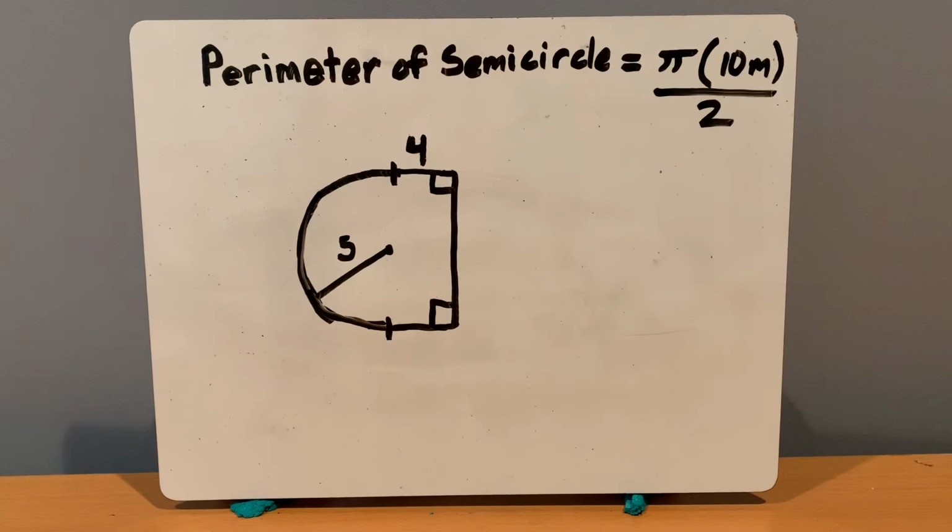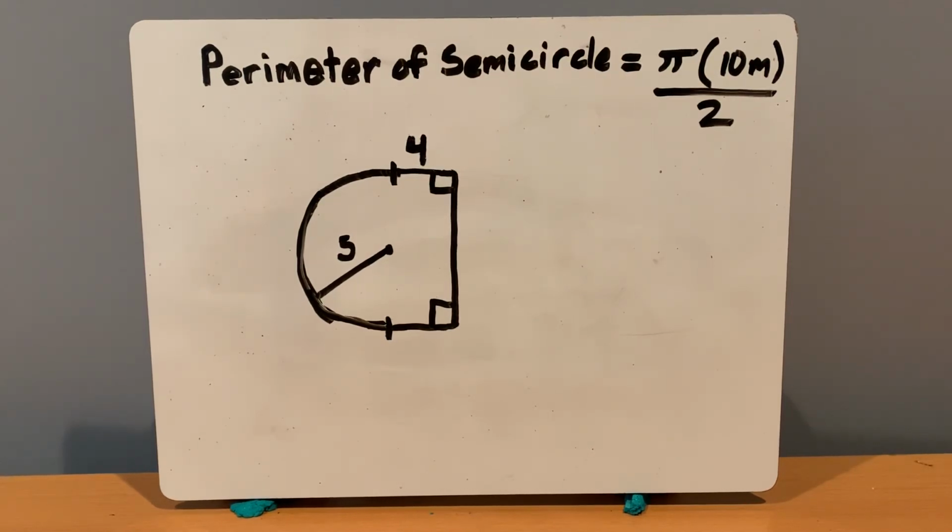Unless directed otherwise, use 3.14 as the approximation for pi. When we perform the calculations, you could use a calculator. So looking at the figure in front of us, we're going to find the perimeter of this figure. The dimensions will be in meters.